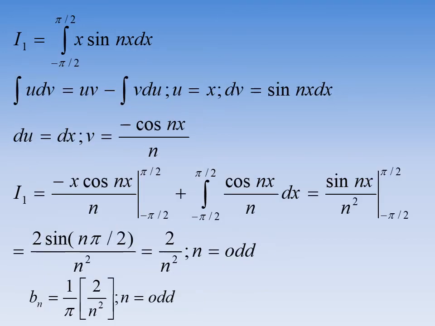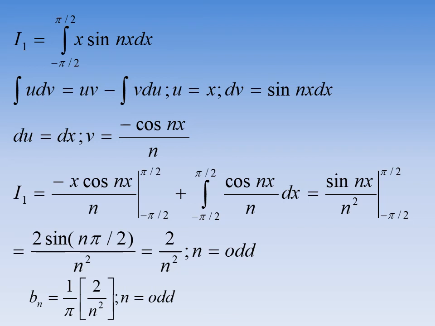So if you integrate I1, this is of the form integral u dv. Here u is x and dv is sin nx dx. So du is dx and v is minus cos nx by n. So if you substitute, I1 is equal to minus x cos nx by n from minus pi by 2 to pi by 2, plus integral from minus pi by 2 to pi by 2 of cos nx by n dx. If you substitute the limit, the first term will be 0. If you integrate the second term, it is sin nx by n squared, substituting the limit minus pi by 2 to pi by 2.